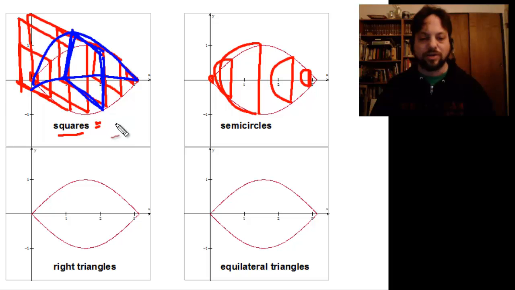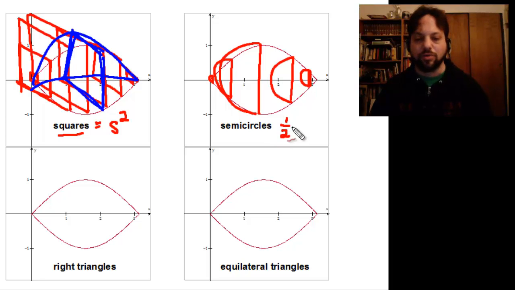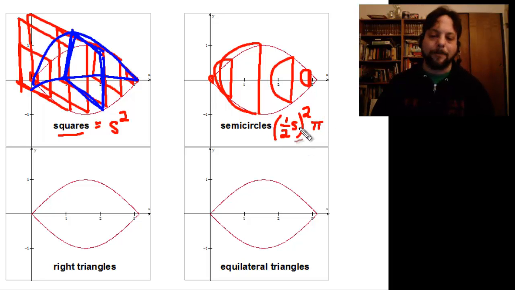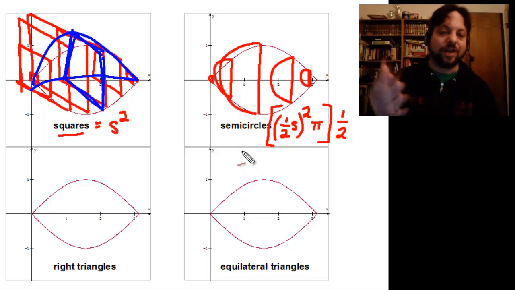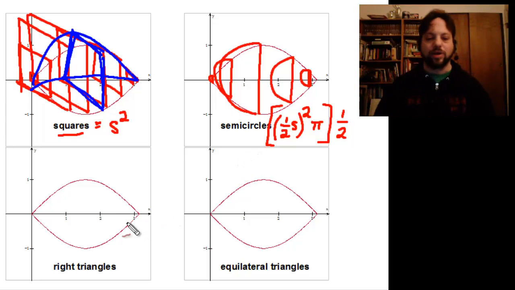Of course, the square is simply the side squared. The semicircle is actually going to be 1/2 of the side, which you could refer to as the diameter if you like. So 1/2 of the side, we'll square that, and that will be the r squared times pi. So it's really pi r squared. But then, of course, because we're dealing with semicircles, we'll have to multiply that whole thing by half. Essentially, just find the radius and go pi r squared with it.